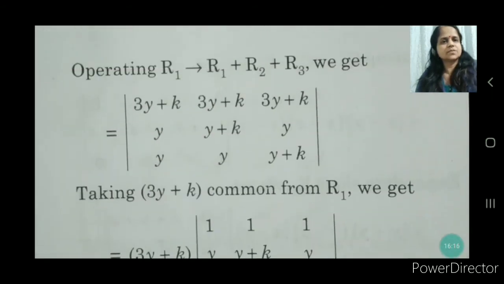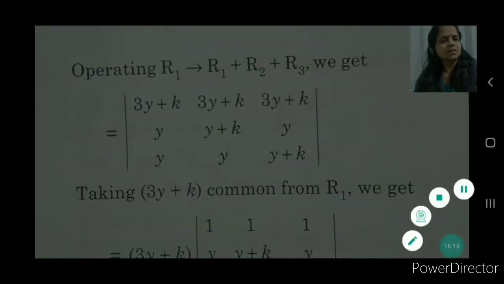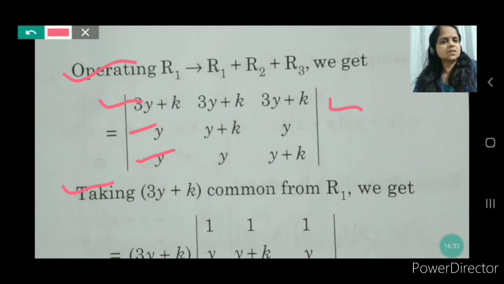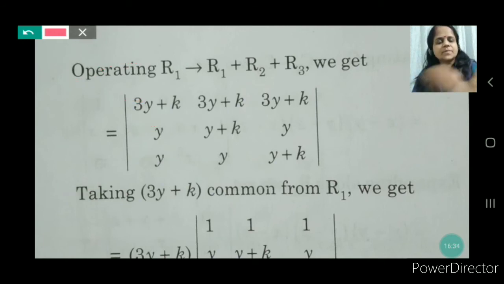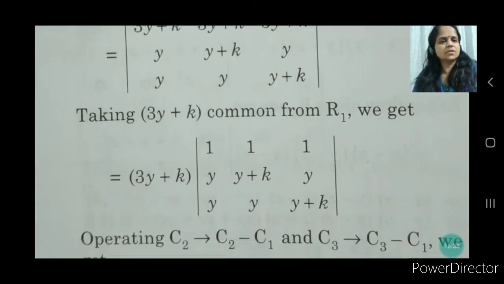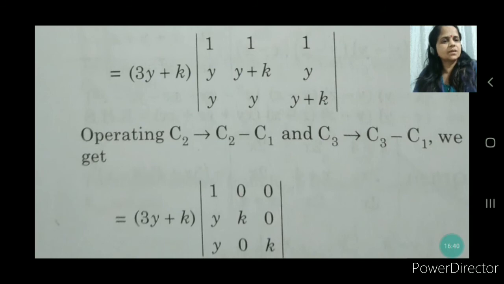Now second part of this question. For this, I am also applying here the same property, R1 plus R2 plus R3. So you will get here 3y plus k, 3y plus k and 3y plus k, and R2, R3 remain unchanged. And now taking 3y plus k common from R1. Okay, so you will get here in the first row 1, 1, 1, and the second and third rows remain unchanged.